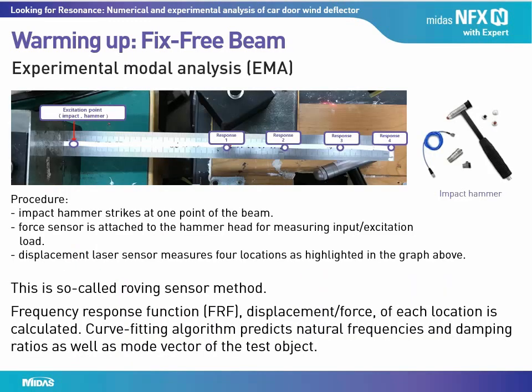The experimental modal analysis is carried out as follows. An impact hammer strikes a point near the fixed end. A force sensor is embedded in the hammer head for measuring input excitation load. This excitation location is fixed through the experiment. A displacement laser sensor measures 4 highlighted locations. This is the so-called roving sensor method.